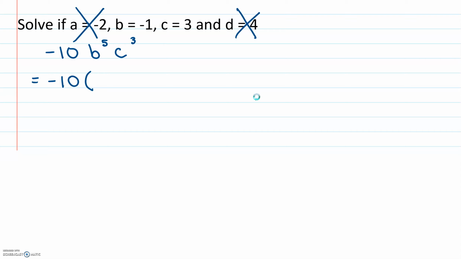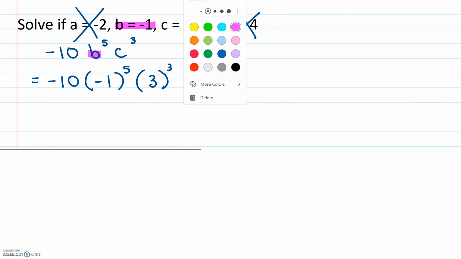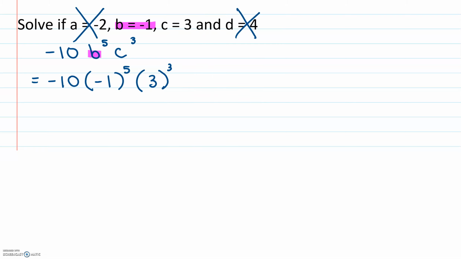So we're not going to write b anymore. We're actually going to write -1. Make sure it's in brackets to the power of 5. And we're not going to write c anymore. We're going to sub in the c for 3 and keep everything else the same. Nothing else changes. The only thing that changes is the b. So the b is -1, and the other thing that changes is the c. Those are the only two things that change. Okay? The exponents stay the same, the coefficients stay the same, everything stays the same.